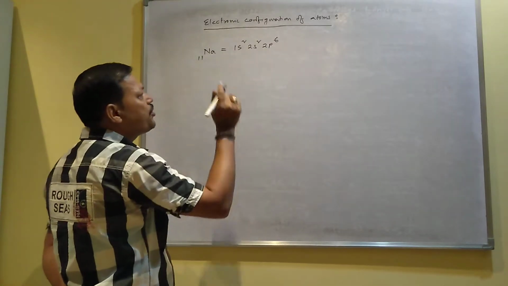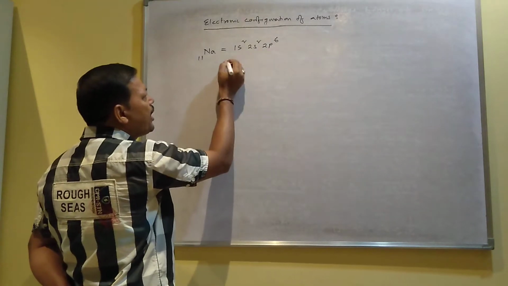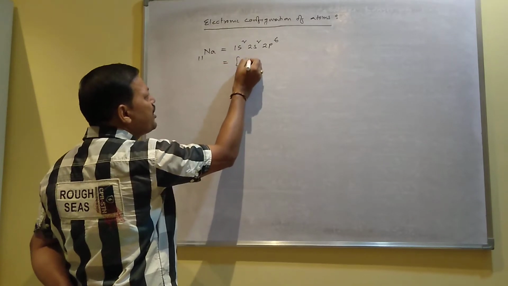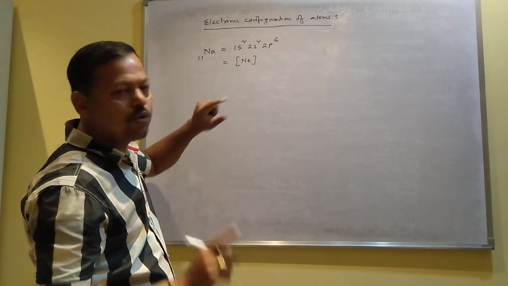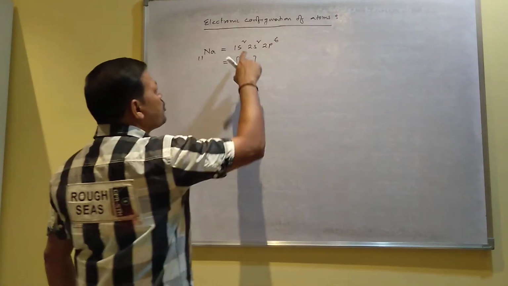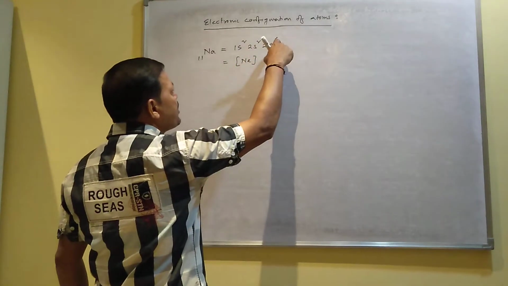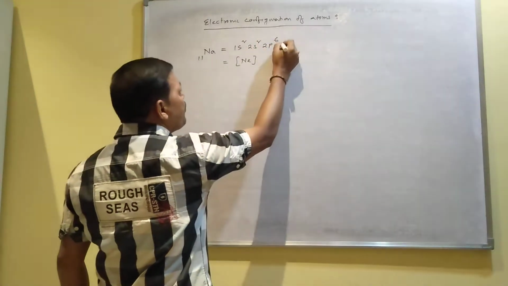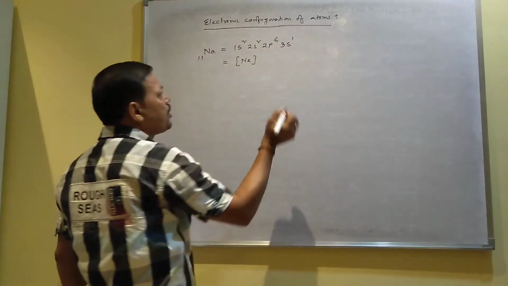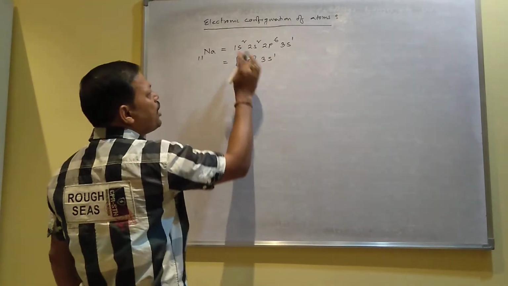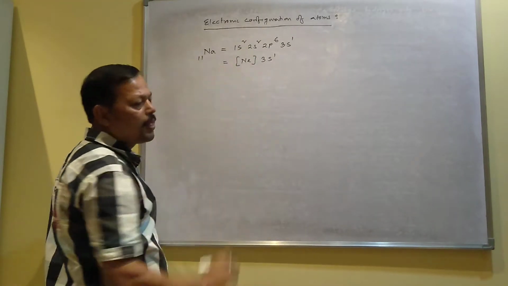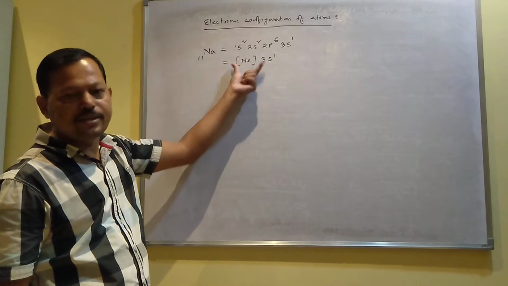Na? Since neon is a noble gas, you can write it this way also. In bracket you can write neon. Only a noble gas you can use inside the bracket. Don't write other atoms. So 2 plus 2 is 4, 4 plus 6 is 10, and 1 electron is left. It will go to 3s1. And you can write the configuration as square bracket neon, then 3s1. I mean this configuration represents neon. So in short form you can write like this.